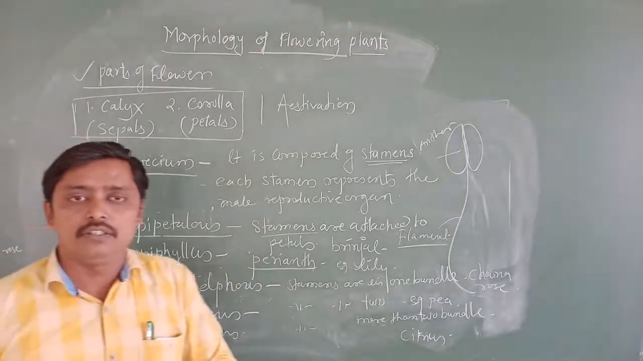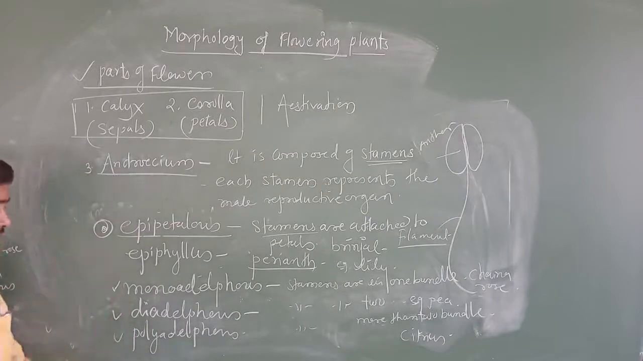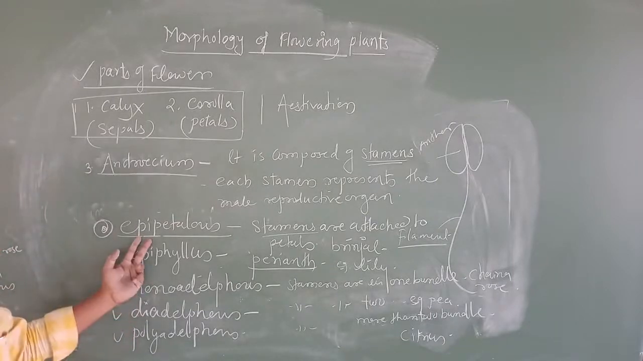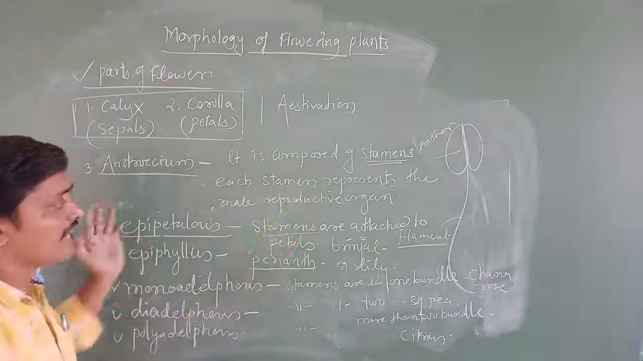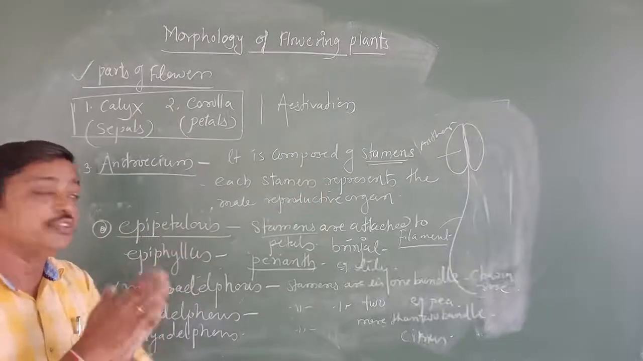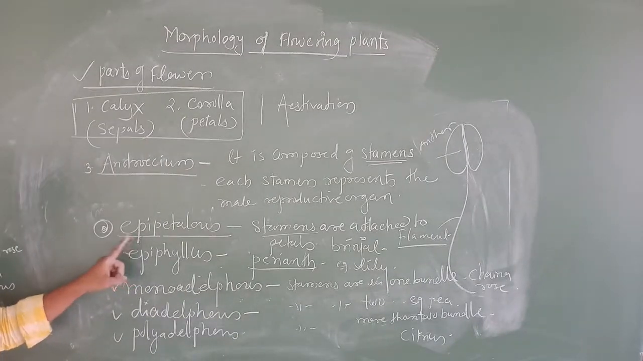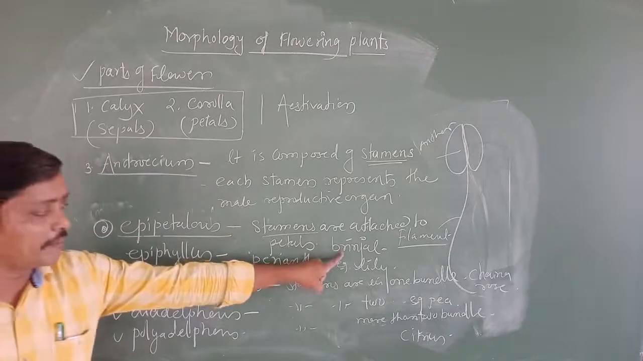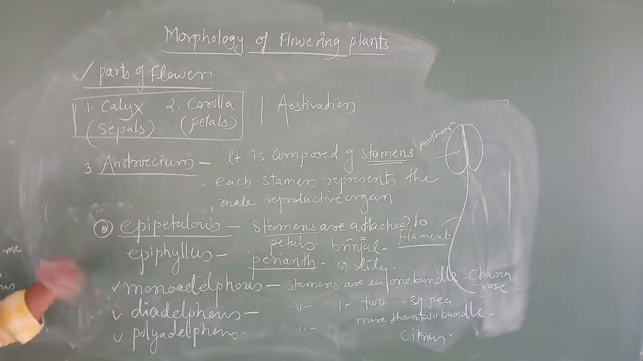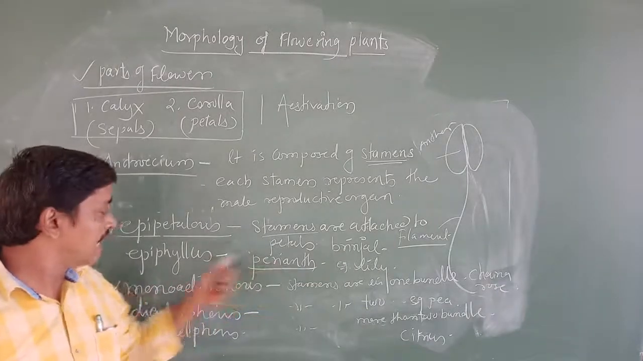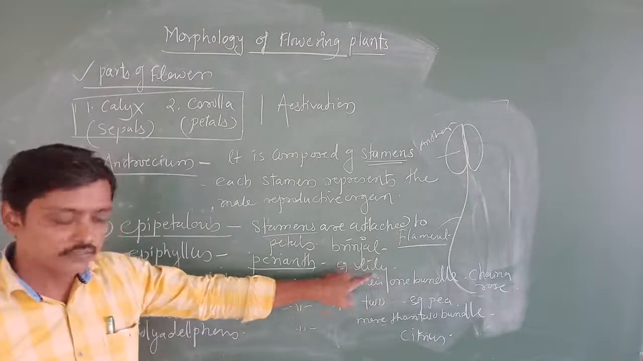Based upon that, in this class we studied different types of flowers. Epipetalous: stamens are attached or united with the petals. Such a flower is called epipetalous. Example, brinjal. If the stamens are attached to the perianth, we call it epiphyllous. Example, lily.